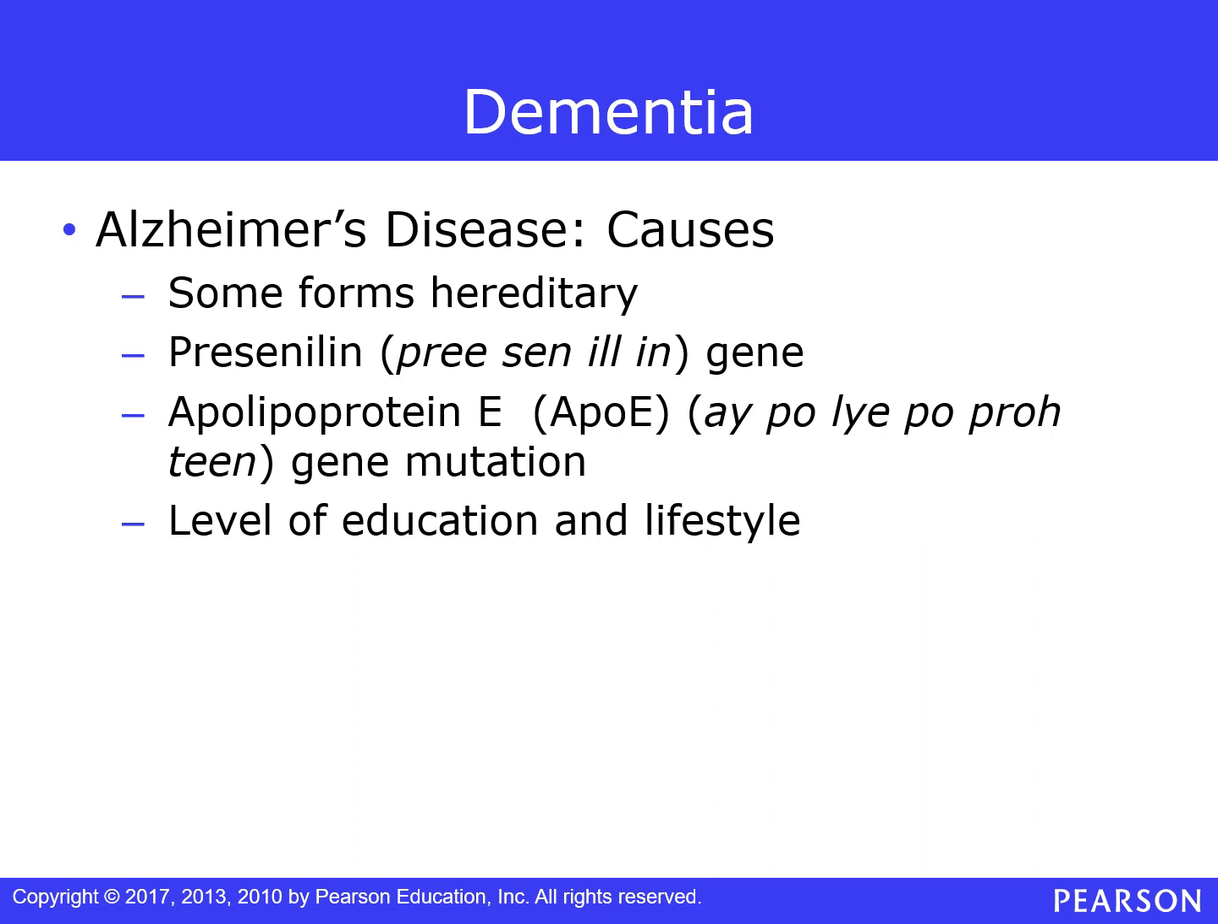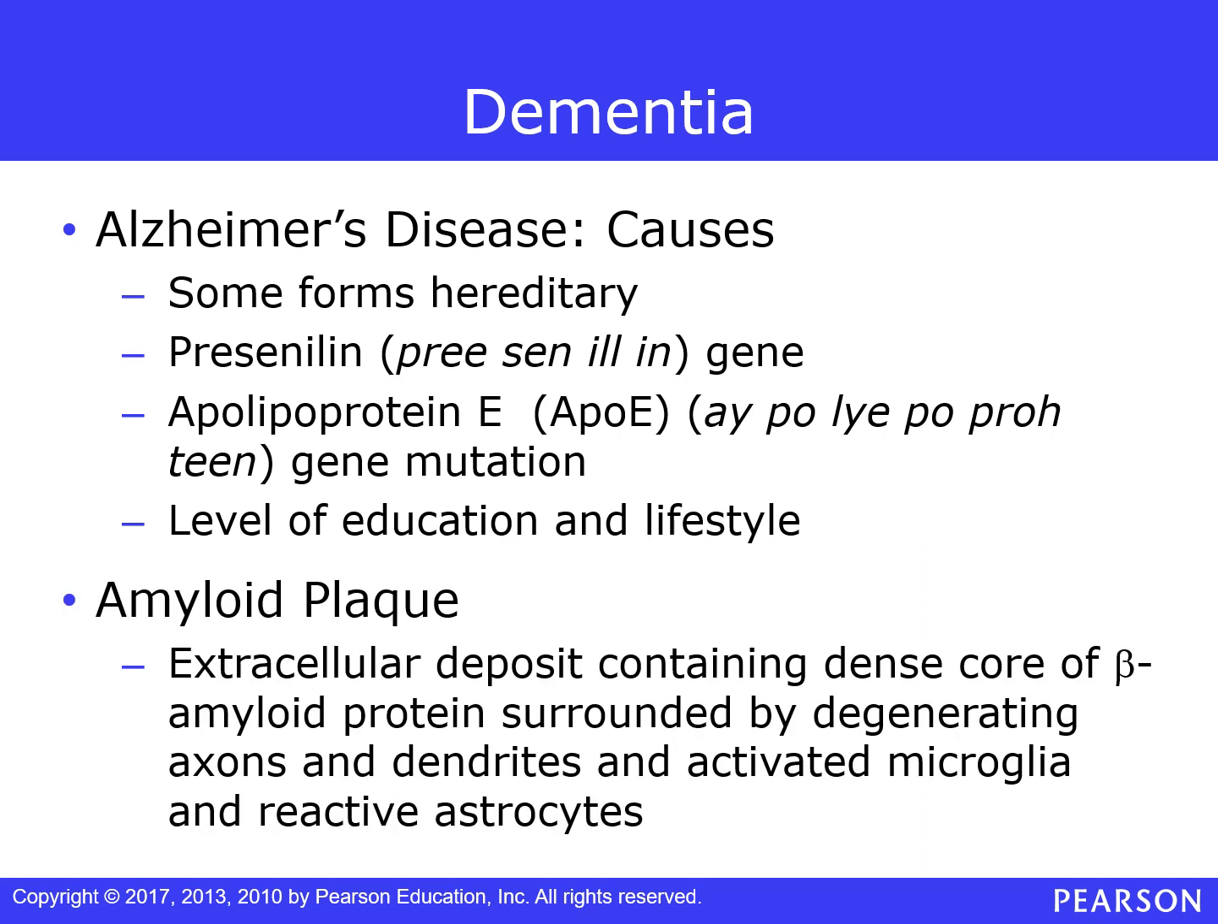Also, level of education and lifestyle seem to have different effects on Alzheimer's. Specifically, it does seem as though folks that have a higher level of education and a better lifestyle seem to be less susceptible to Alzheimer's.